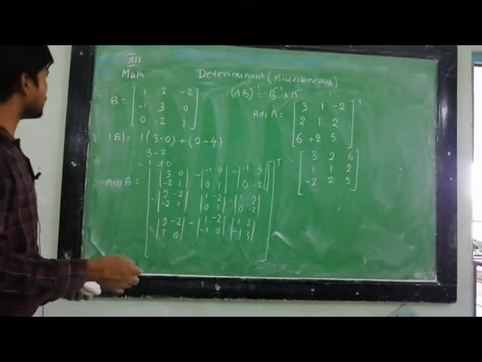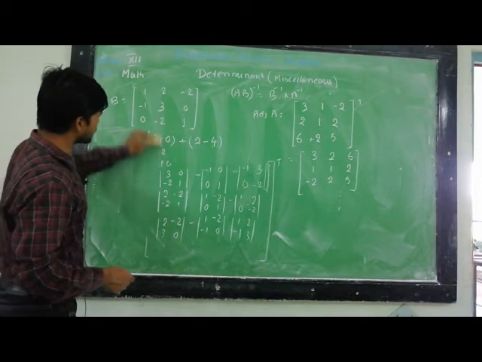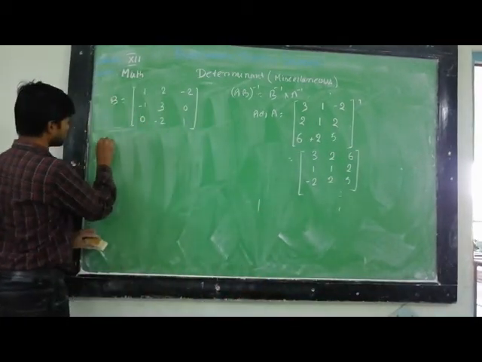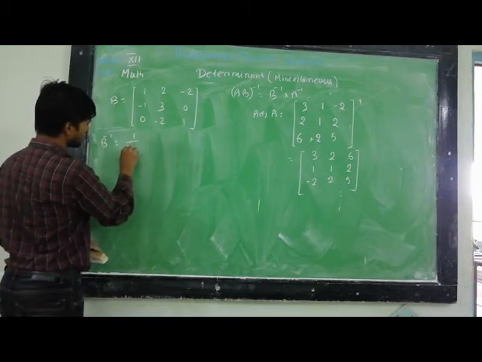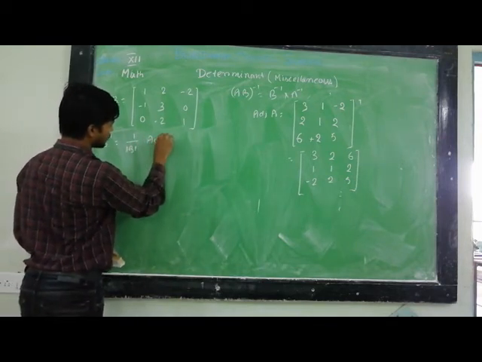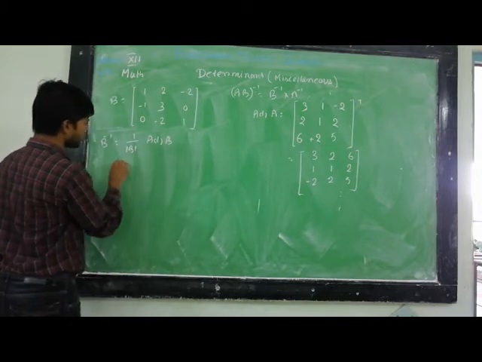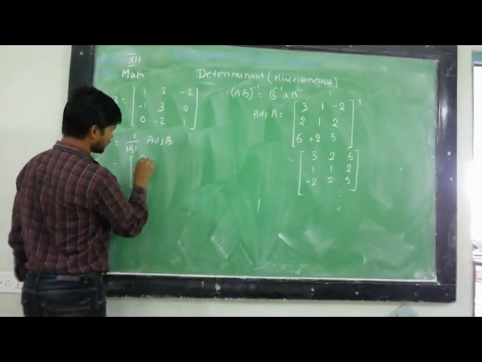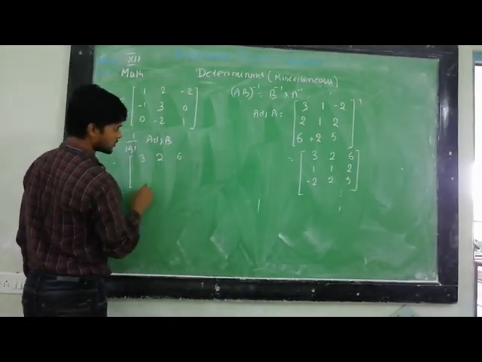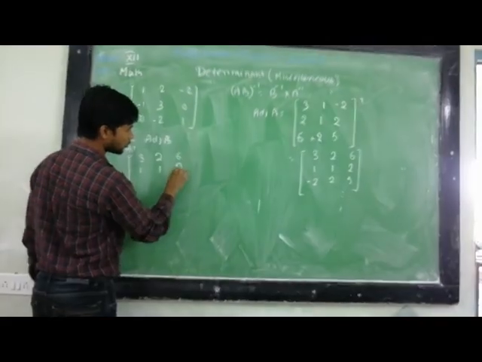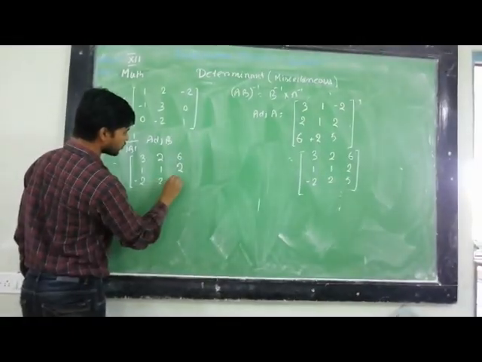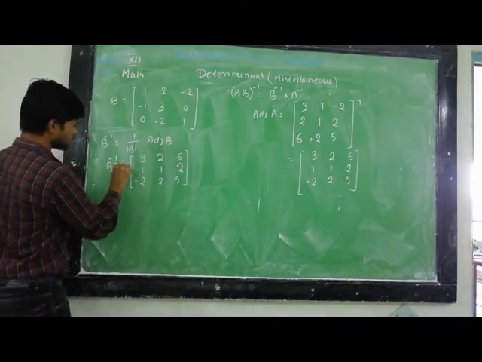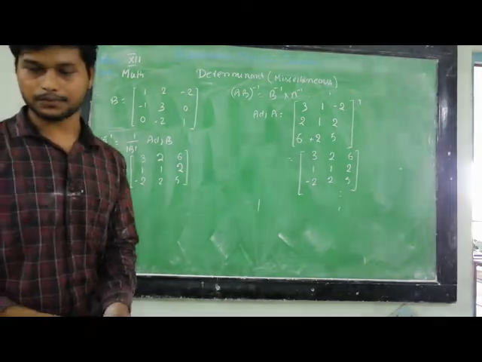Now we have to calculate B inverse. The formula is B inverse equal to 1 by mod B into adjoint of B. The value of mod B is equal to 1. So 1 by 1 into 3 2 6, 1 1 2, minus 2 2 5. This is the B inverse.